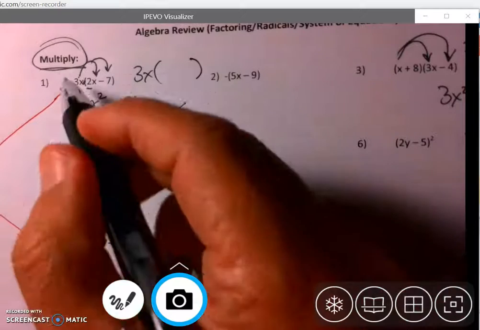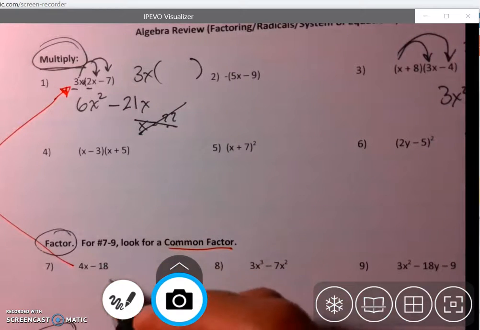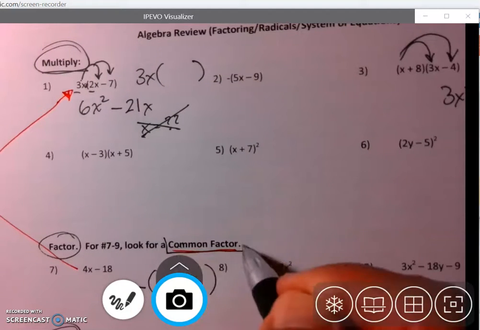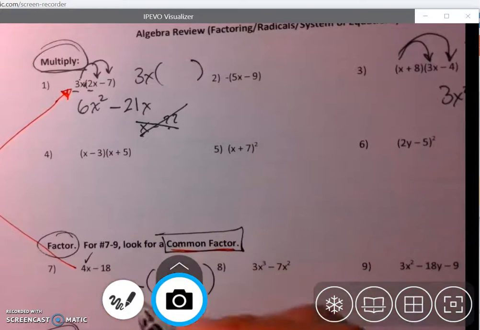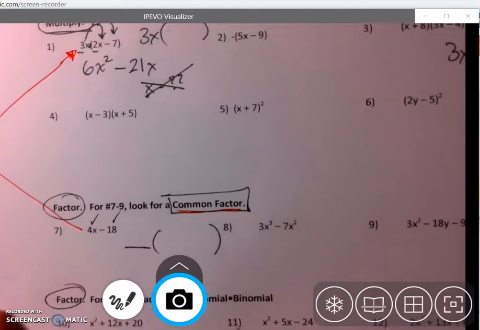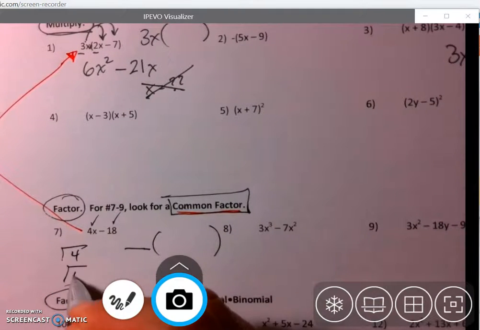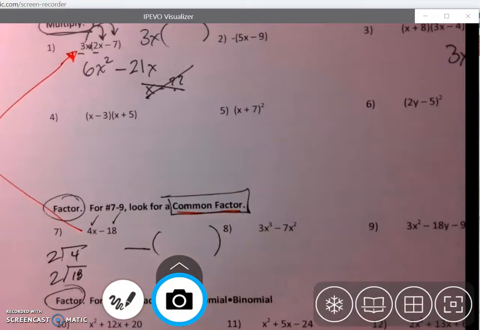So when you go one way, it's multiplication. When you go the other way, it is called factoring. This should end up being some term times a parentheses when we look for a common factor. What can you divide from 4 and also 18 is what you're basically asking. What number can I divide from 4 and also 18? And that number is a 2.